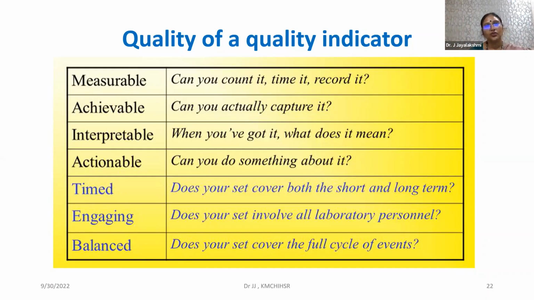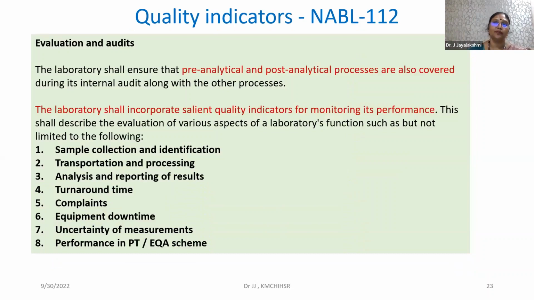So what does ISO 15189 mention about these quality indicators in the evaluation and audit part of it? It says the lab shall ensure that analytical processes are also covered during its internal audit along with the other processes. The laboratory shall incorporate salient quality indicators for monitoring its performance. This shall describe the evaluation of various aspects of laboratory function, such as, but not limited to the following: sample collection and identification, transportation and processing, analysis and reporting of results, turnaround times, complaints, equipment downtime, uncertainty of measurements, performance in PT or EQA schemes.